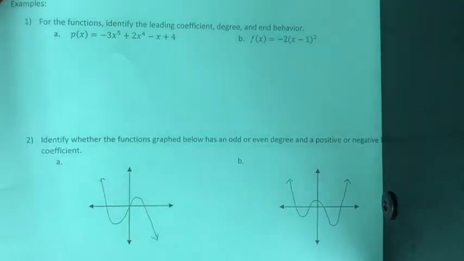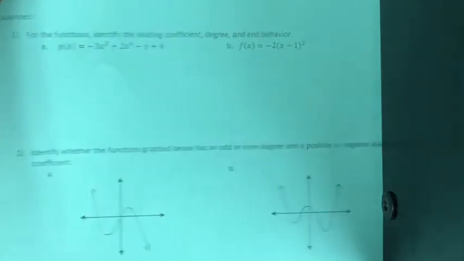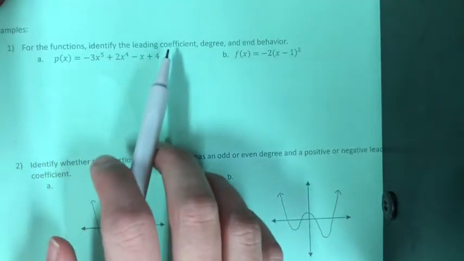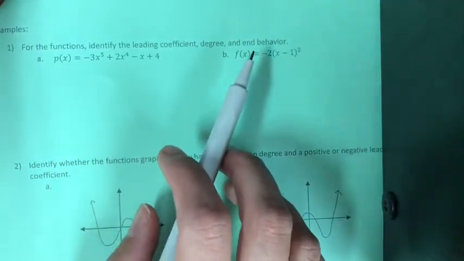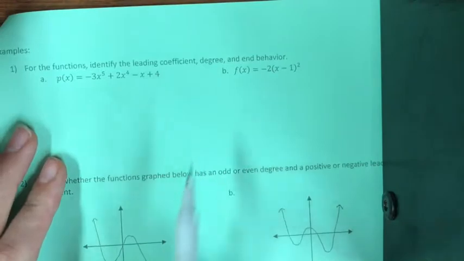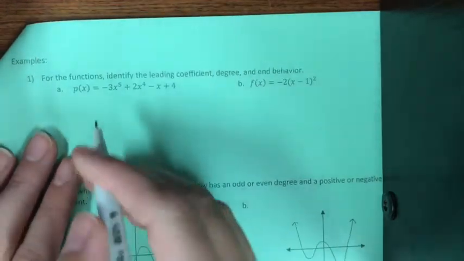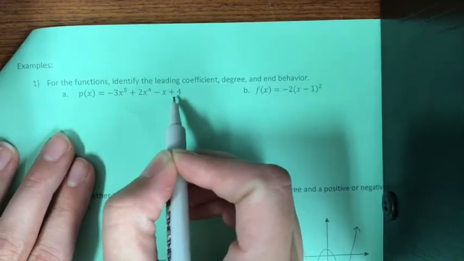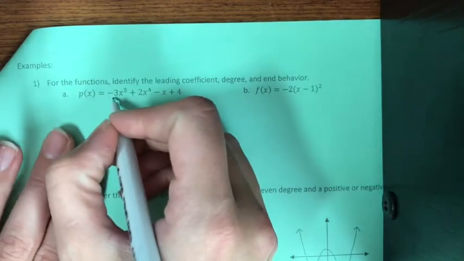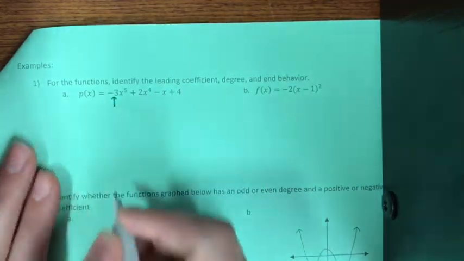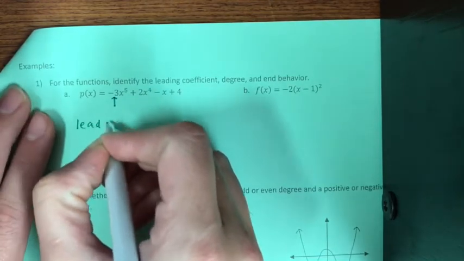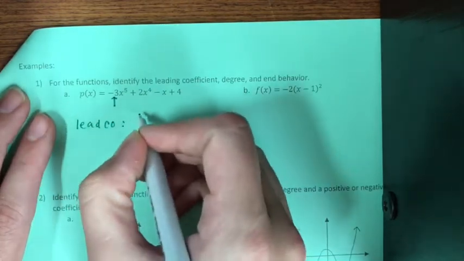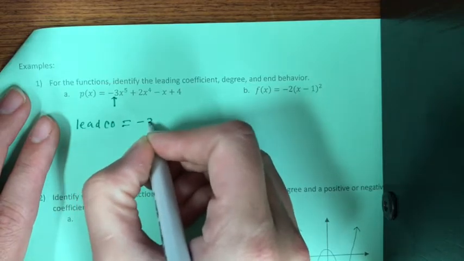Let's take a look at some examples. So our first one says, identify the leading coefficient, degree, and the end behavior. So you can kind of just sketch the end behavior. So first I want the leading coefficient. I can see that my polynomial is already in standard form, and my lead coefficient is the one in the front. So the lead coefficient is -3.